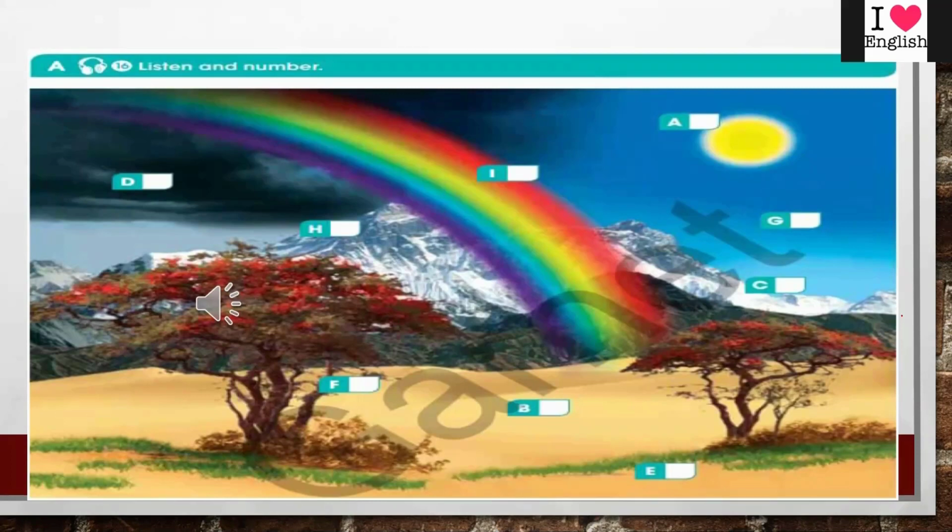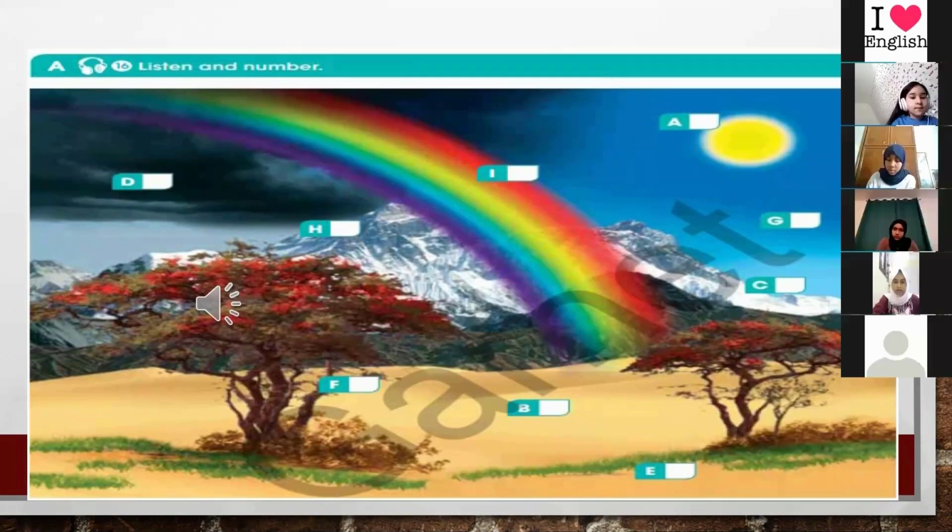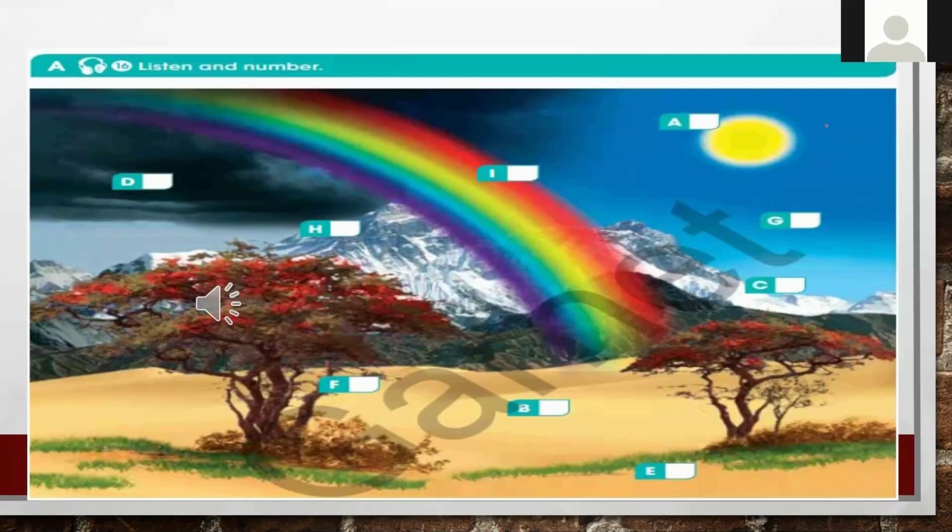One. Sky. Two. Clouds. Mahmoud, can you close your microphone, Three. Please? Sun. Four. Trees. Can you repeat it, please? Snow. Yes, I will repeat it, Siri. Six. Sand. Seven. Grass. Eight. Mountain.